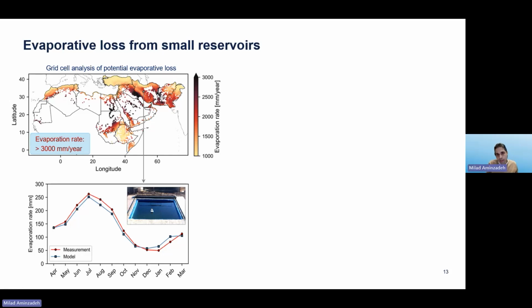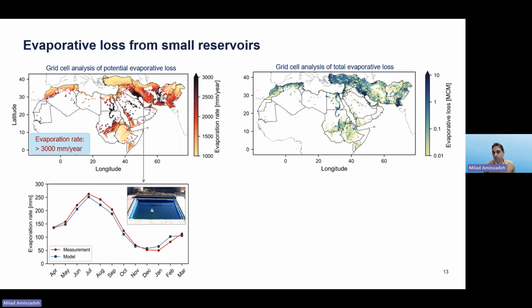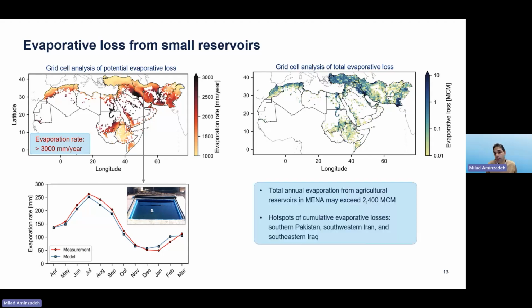So before, within each pixel, we calculated the cumulative area of reservoirs. Now here, we know what's the potential evaporation rate from reservoirs within each pixel. I mean, the volume of water that's lost by evaporation per square surface area. So if we multiply these two, cumulative area by the evaporation rate, we get the evaporative losses for each pixel individually. Our calculation shows in total from all small agricultural reservoirs in MENA, we have per year around 2,400 million cubic meter of water that's lost by evaporation.